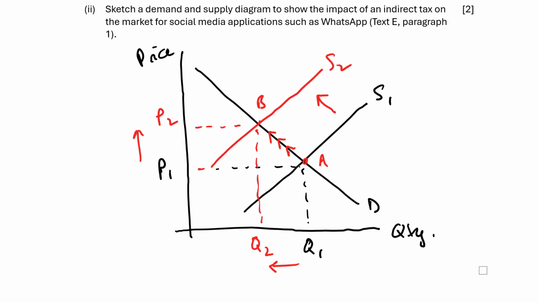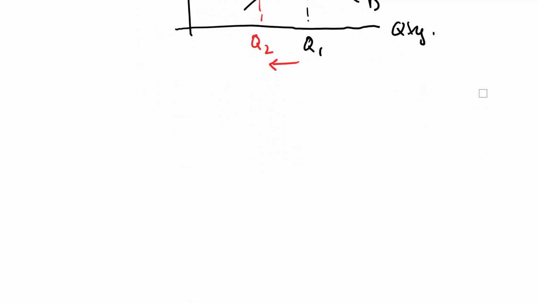Equilibrium will move from point A to point B, and as a result, we're stuck with both higher prices, as well as a reduction in the quantity of the good or service being supplied. Okay, so after you've got your little diagram, then you probably want to provide some commentary. And the commentary is going to look like, let's go down a little bit.